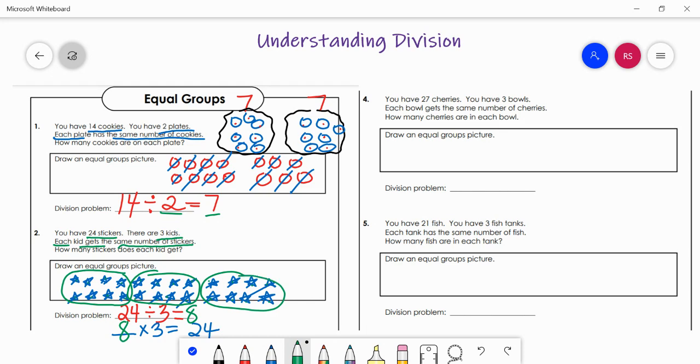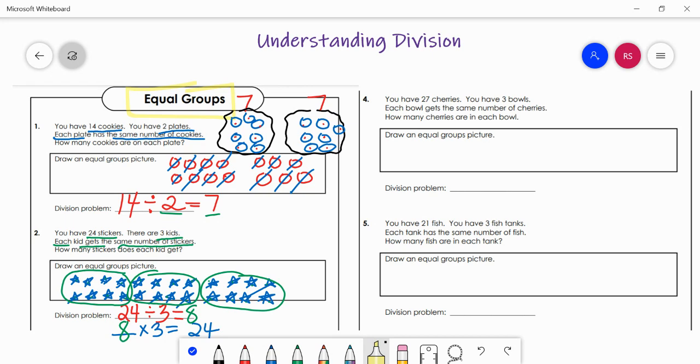Now let's make sure that our array matches our division problem. Do we have a total of 24 stickers? Check. Yes, we do. Do we have 3 groups? Check. Yes, we do. And last but not least, are there 8 inside of each group? Because remember, our topic today is understanding division using equal groups. Equal means the same amount inside of each group. So are there 8 in every single group?